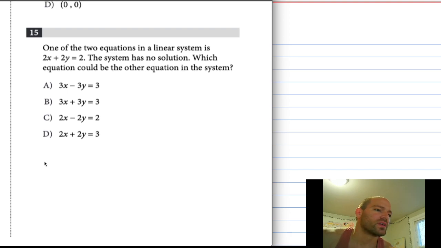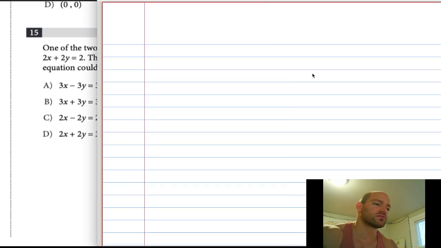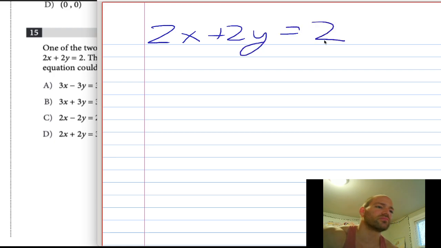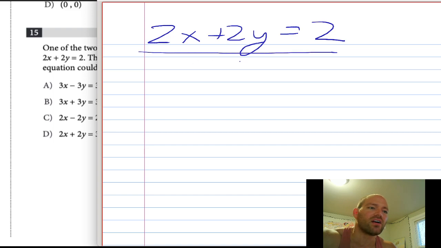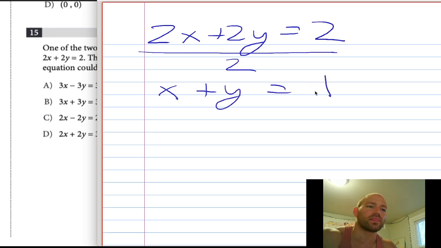Okay, before we even talk about what it means to have no solutions, I want to just point something out about this equation they give us. 2x plus 2y equals 2. Does this make you want to do something when you look at this equation? Does anything come to mind? I would say, yeah, there's a 2 everywhere. So we just divide both sides of the equation by 2, and we get x plus y equals 1. That's like the real equation.